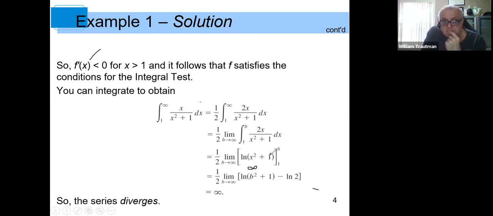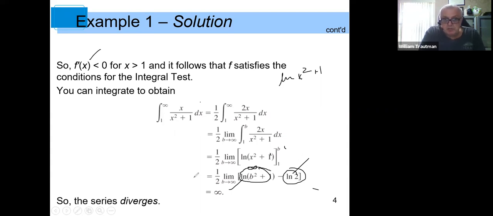What am I missing? I must have written something down wrong. The natural log of x squared plus 1. Anyway, this becomes infinity. And infinity minus anything, even a very small number, becomes infinity. So I don't know how I got that wrong. What did I plug? I must have plugged the wrong number in.